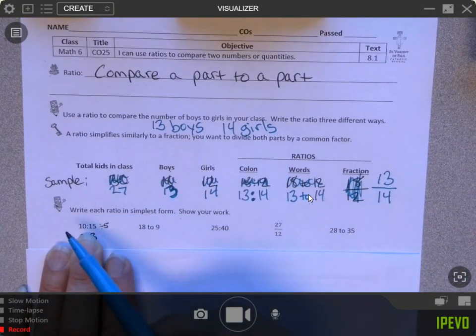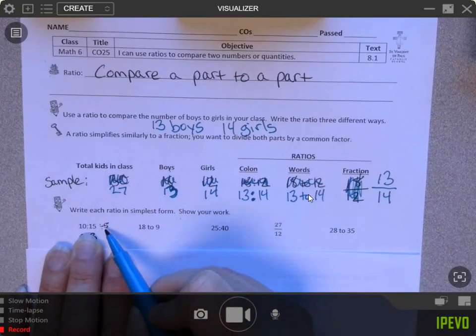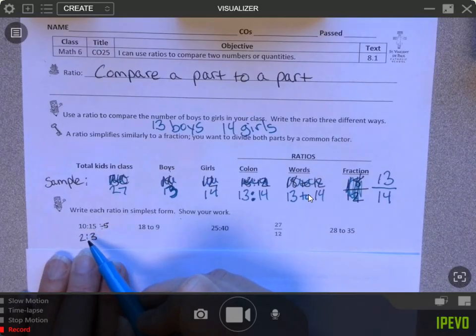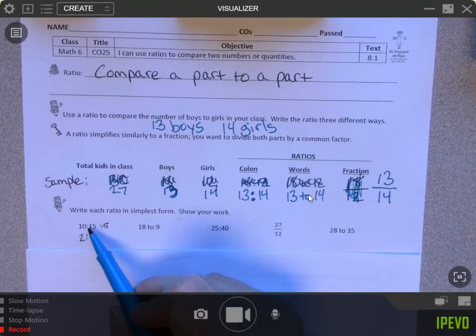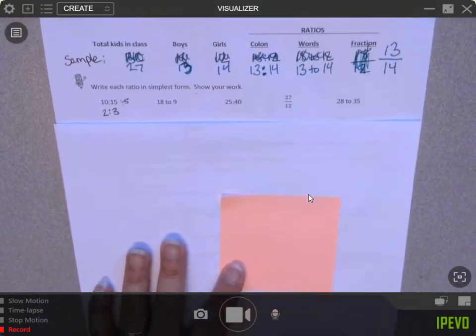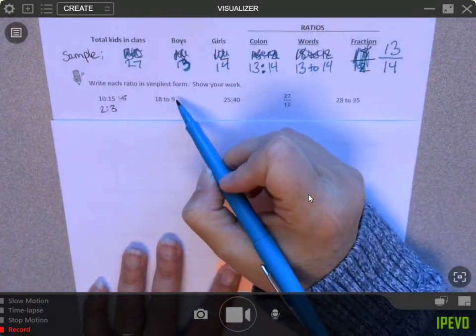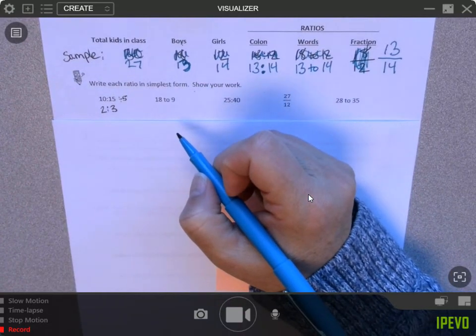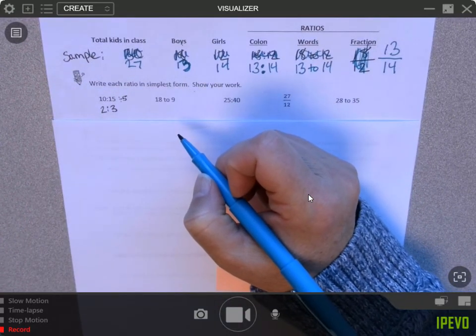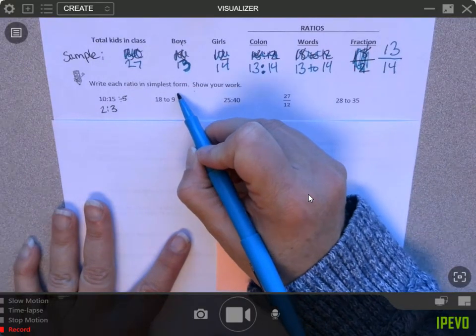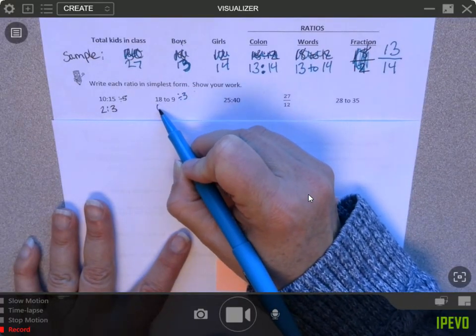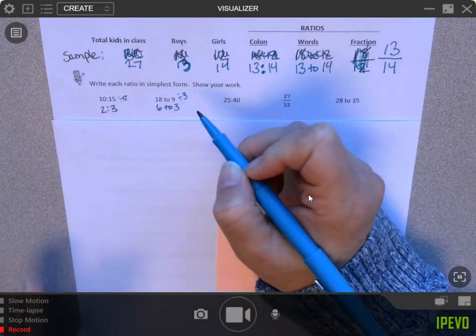This first one, 10 to 15, I can divide a 5 out of there. So 10 divided by 5 is 2. 15 divided by 5 is 3. And I'm going to write it in the same style as the original number. So if we look at our next one, 18 to 9, what could I simplify out of there? Liam? I could simplify out a 3. That would give me 6 to 3.